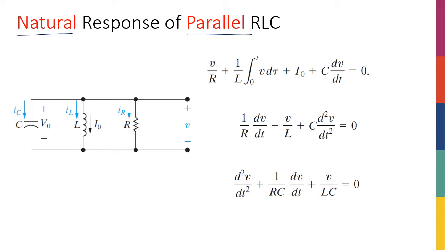Before the switching, it was probably connected to a bunch of sources. So I have some energy stored in the capacitor and the inductor. And the moment I have connected or disconnected the switch, so that there is no source connected to this circuit, it's going to look like something like this, right?